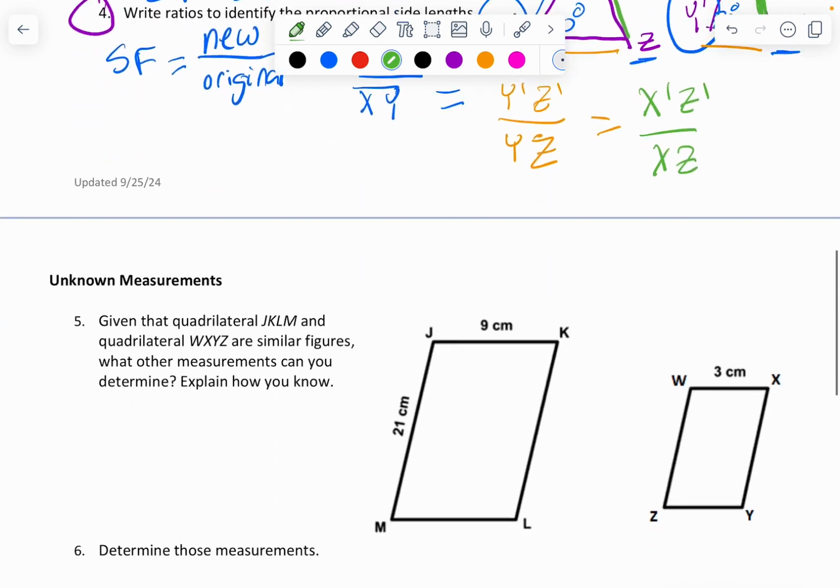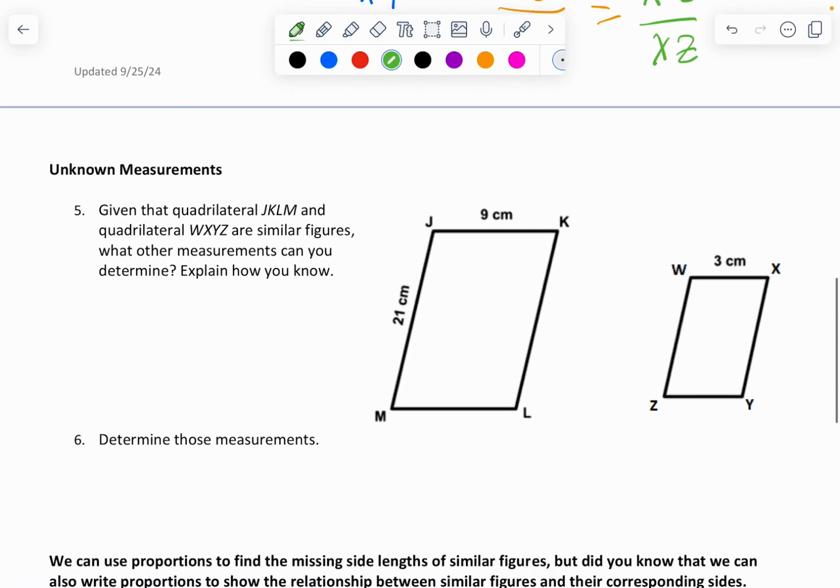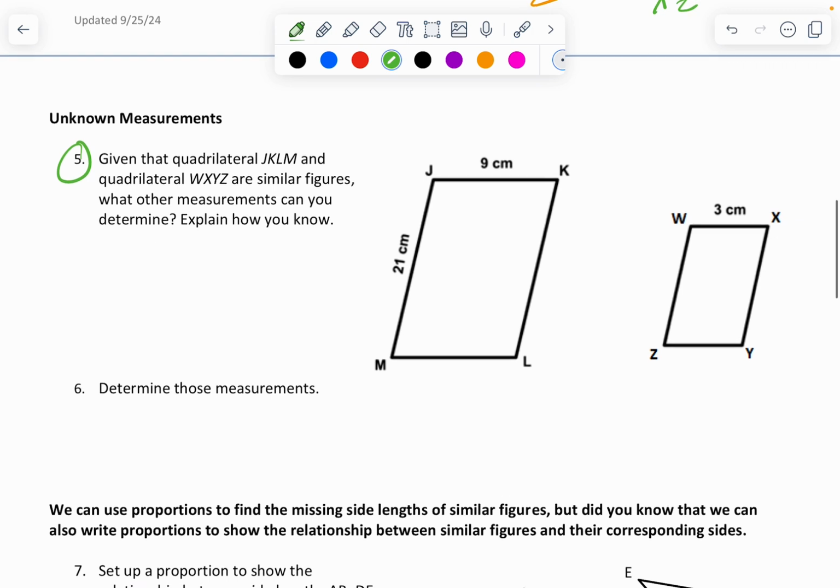All right, so on the next page, it says, given that quadrilateral JKLM and quadrilateral WXYZ are similar figures, what other measurements can you determine? So I want you to study the pictures and figure out what else you could find with just these three numbers, okay? Is there a corresponding side missing something? And then see if you can find out what that measurement is.